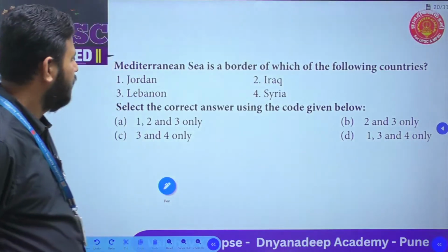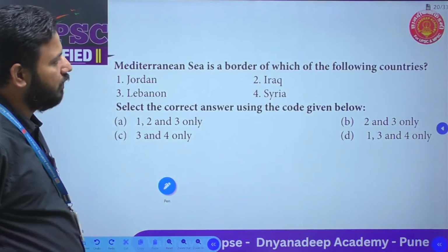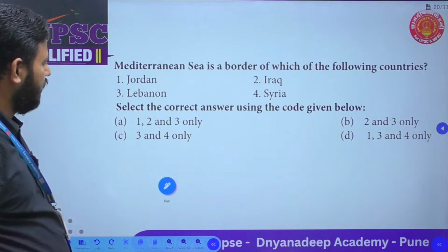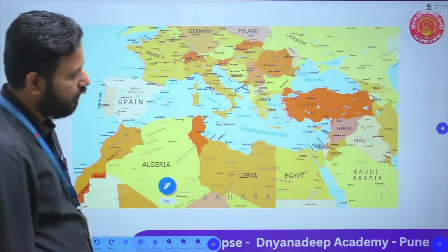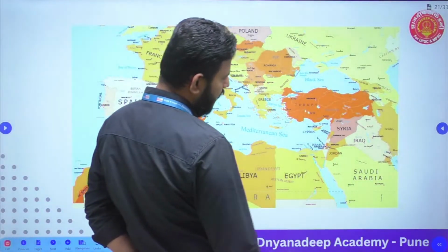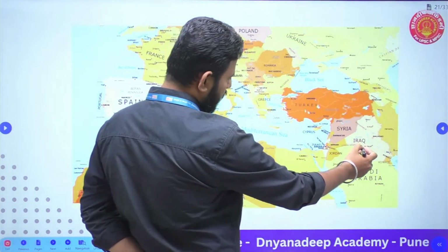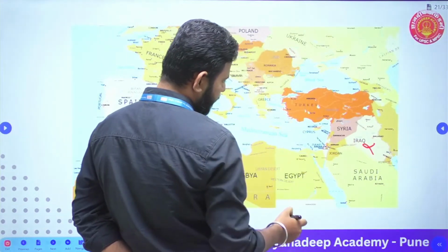Map-based question again. The Mediterranean Sea is a border of which of the following countries? Okay, let's straight away go to the map. Now, this is the Mediterranean Sea. You see, you have in options Iraq. So Iraq is far away from the sea. Iraq cannot be your option.